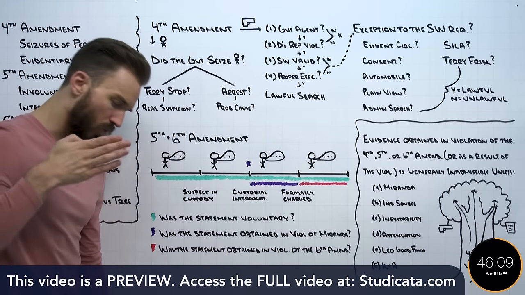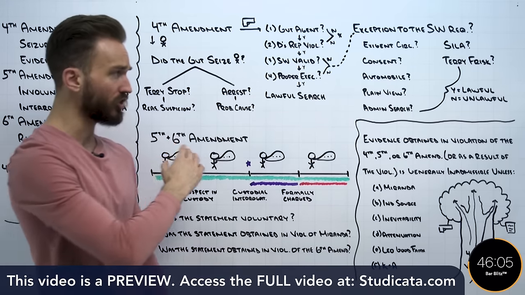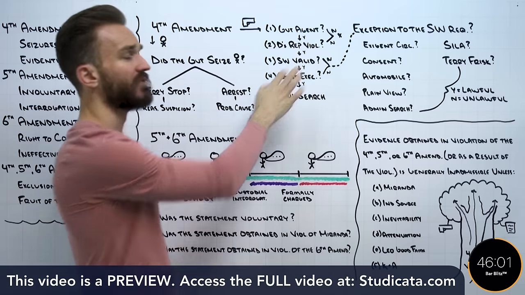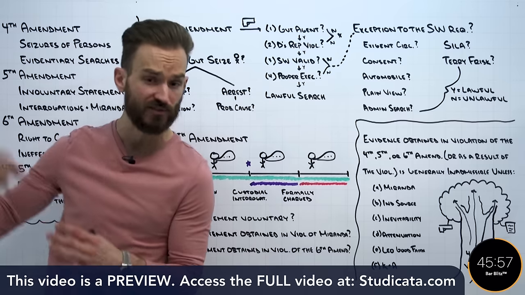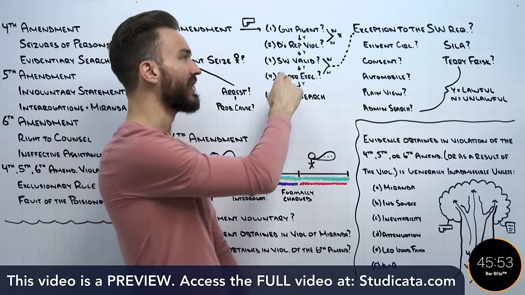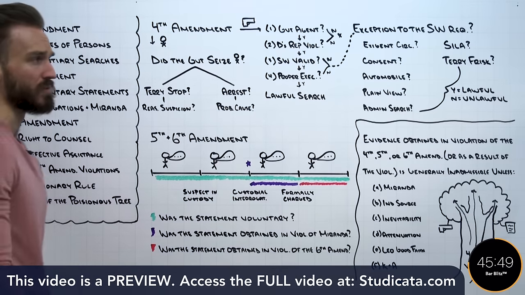A police officer walking down a public street, a public sidewalk, looking around, is not violating anyone's reasonable expectation of privacy. Anything that's visible from public space, public airspace, public sidewalks, does not violate a person's reasonable expectation of privacy. So that's not a search for Fourth Amendment purposes, right?